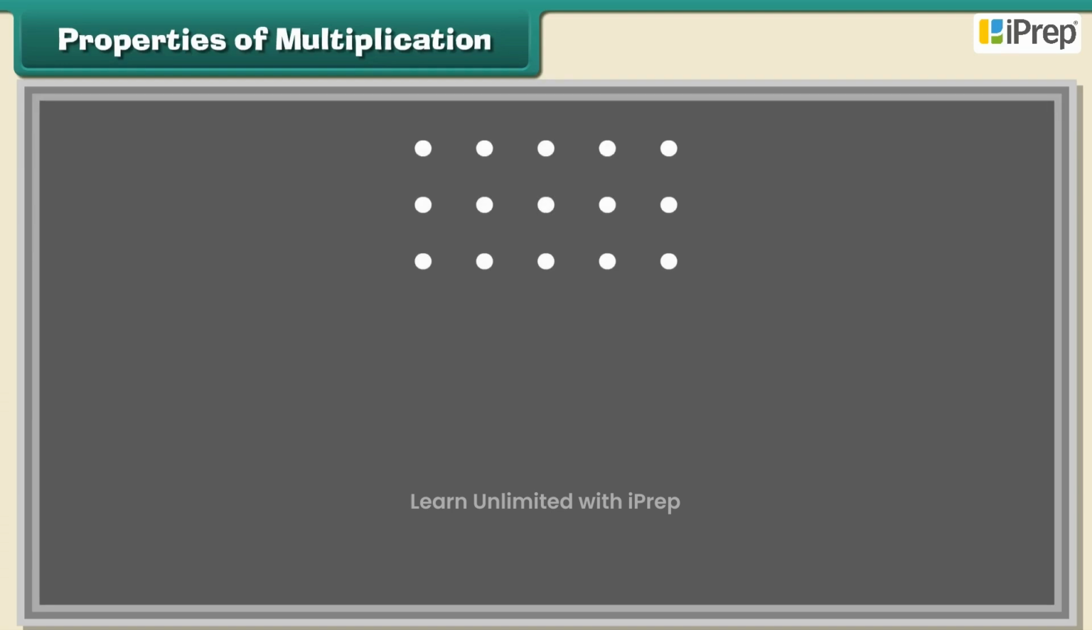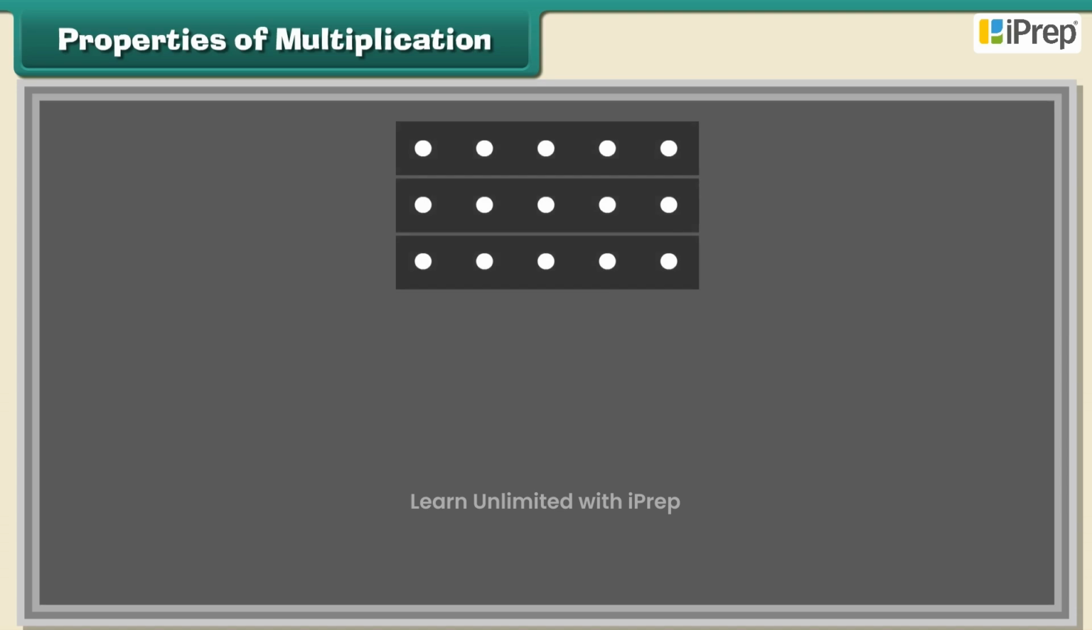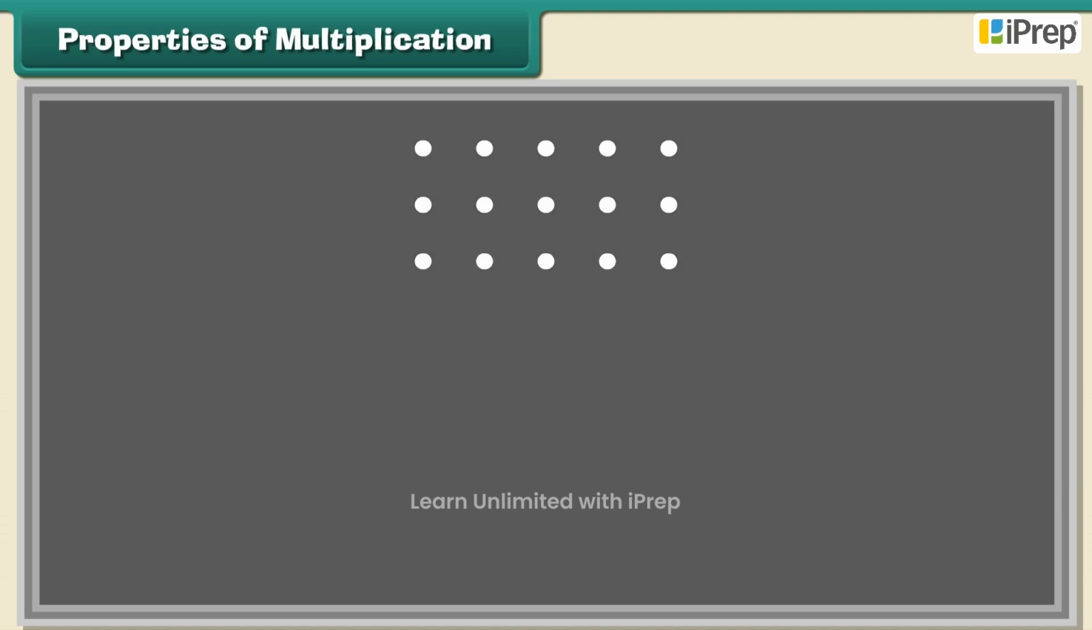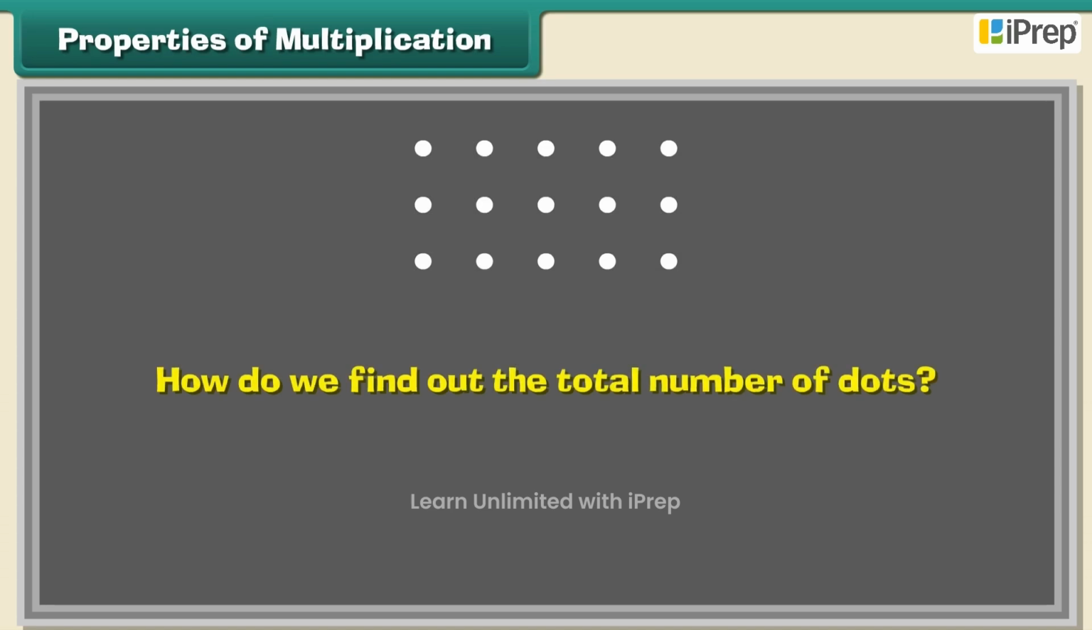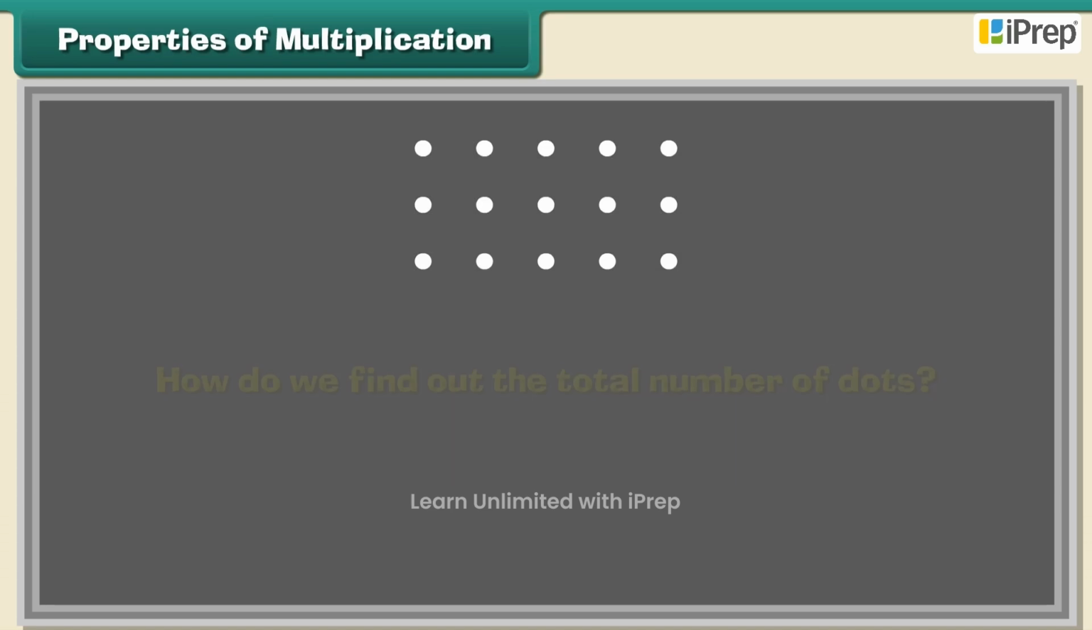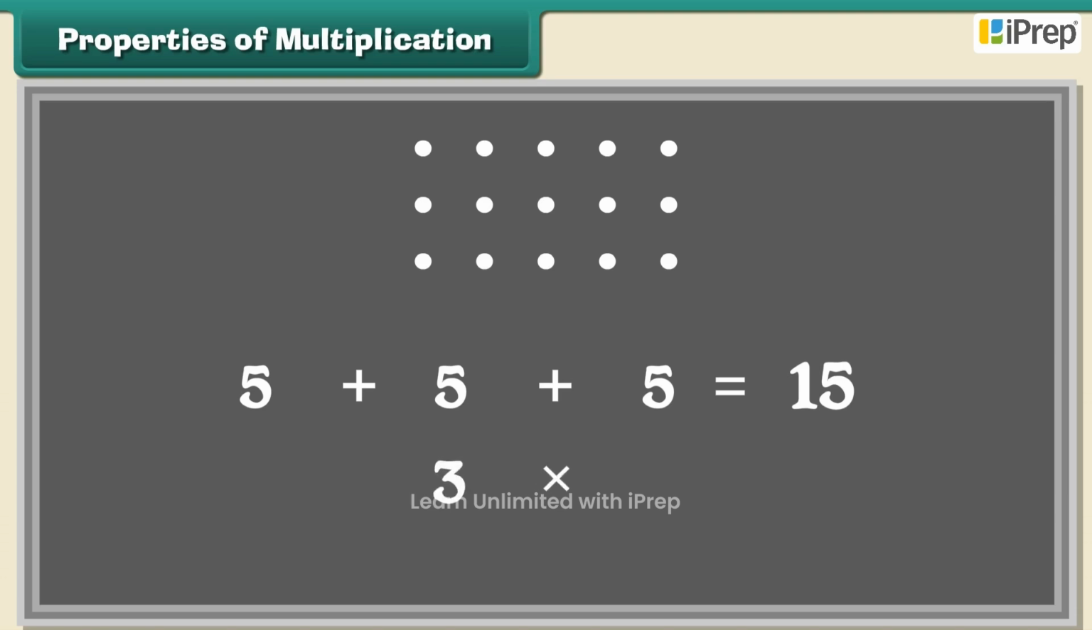Look at these dots. There are 3 rows of them. In each row, there are 5 dots. How do we find out the total number of dots? We add 5 three times. In other words, we calculate 3 times 5. We can write it as 3 multiplied by 5, which is equal to 15.